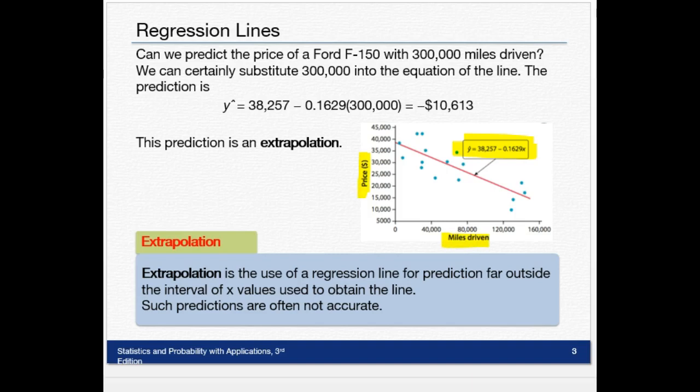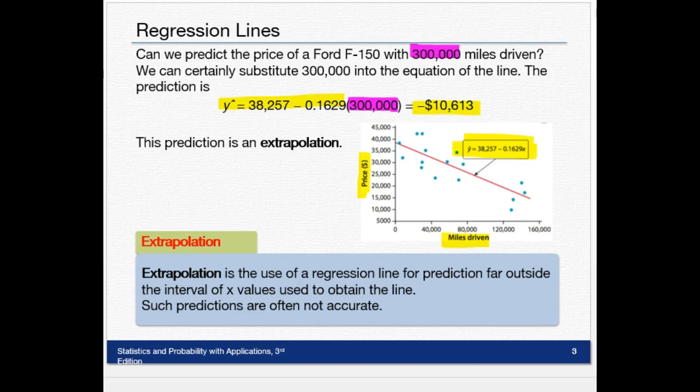So notice what you do to predict. We're trying to predict what the price is going to be for 300,000 miles. So all we do is plug that 300,000 miles into the regression equation, all right? So you can do that, and we get a cost of, look, this is weird, negative $10,613. Well, that's completely wrong. We know that, right? Because you can't pay negative for a car. That would just be weird.